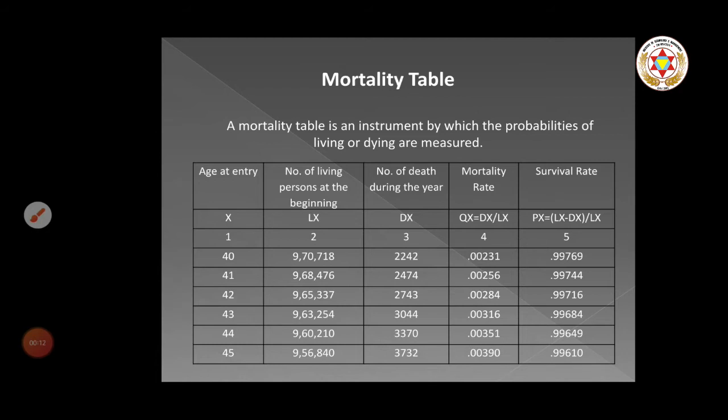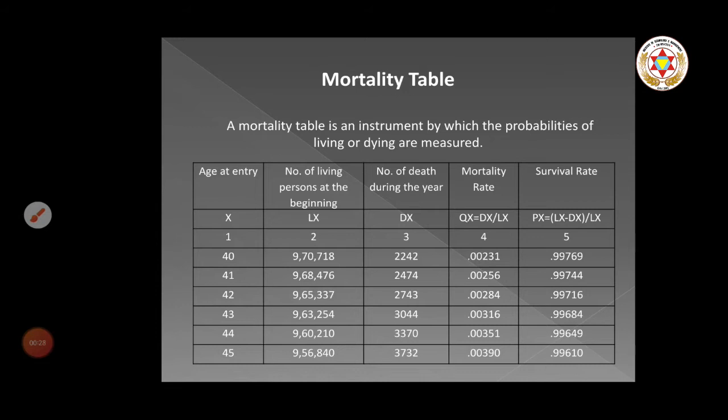Mortality table. A mortality table is an instrument by which the probabilities of living or dying are measured. It means it is an instrument or device through which we can measure the number of persons who are going to live and the number of persons who already died.